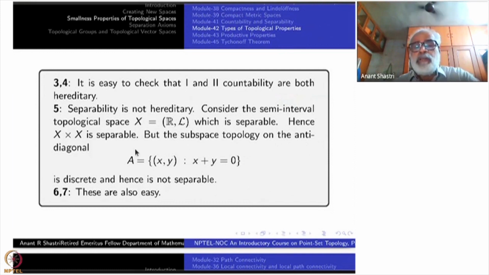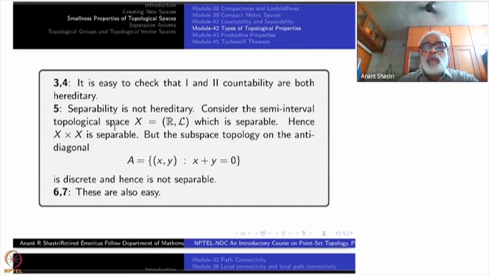You can check that. Namely, again, the set of rational numbers will give you a dense set, though this topology is larger than the usual topology. So this is a dense subset, and this is separable. Once you have a dense set in X, say A is a dense set, A cross A will be dense inside X cross X. So X cross X is separable.